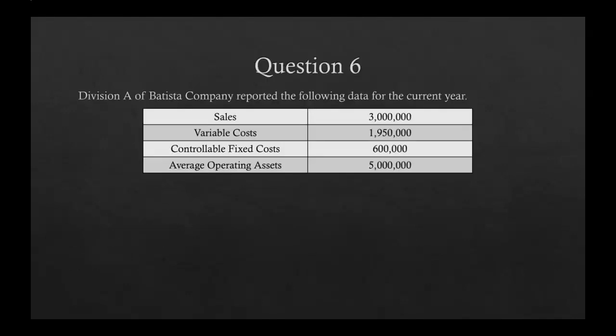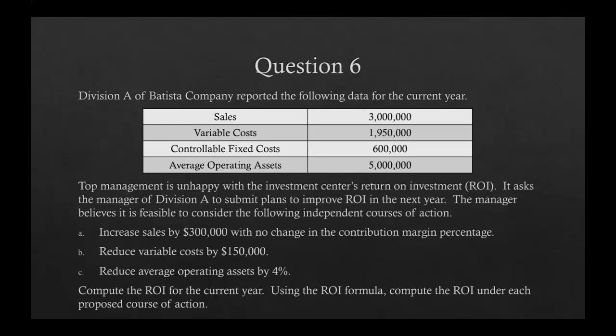Now, our last question here. We have some information from Batista Company. We have a sales amount, we have variable cost, controllable fixed costs, and average operating assets. Then it tells us management is unhappy with the investment center's return on investment. It's asking the manager of Division A to submit plans to improve ROI in the next year. The manager believes it's feasible to consider the following independent courses of action.